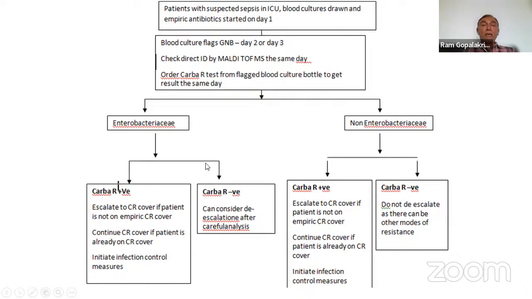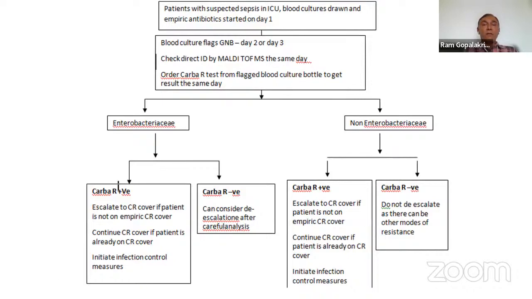That's very important. For Enterobacteriaceae, which are largely resistant through carbapenemase production, if there was resistance, we escalate to CR cover, if not already done so. If the CARBA-R test was negative, we can consider de-escalation in a careful situation. You know it's E.